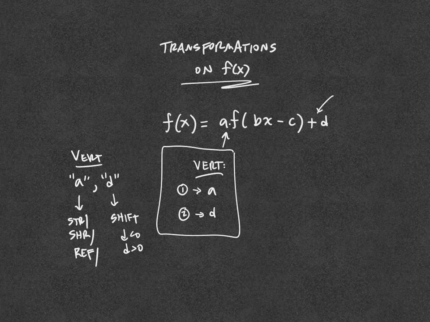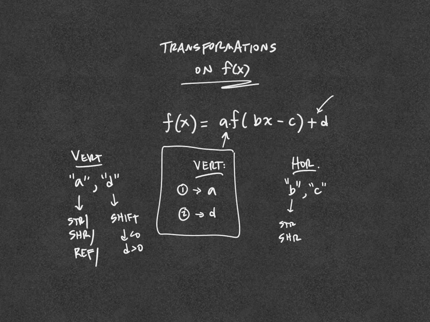Okay, with horizontal transformations, of course, you've got B and you've got C. All right, so B is very similar to A. It would be either a stretch, a shrink, or possibly a reflection.